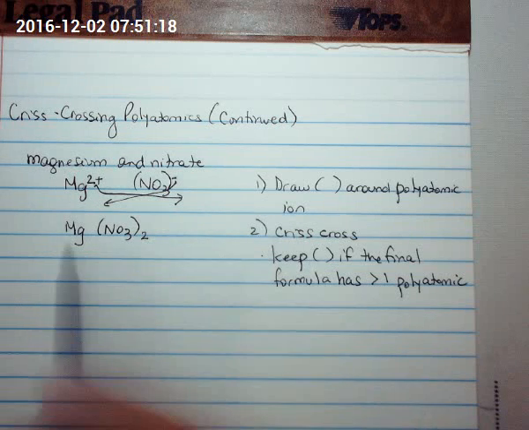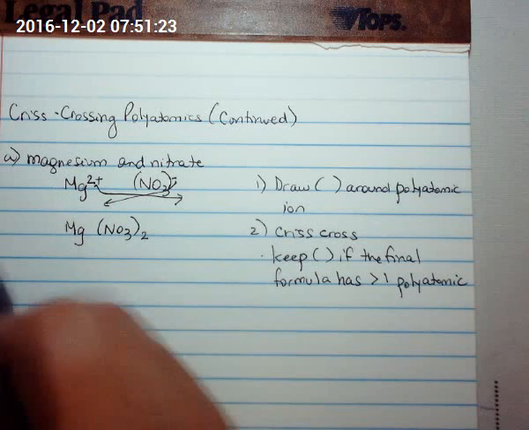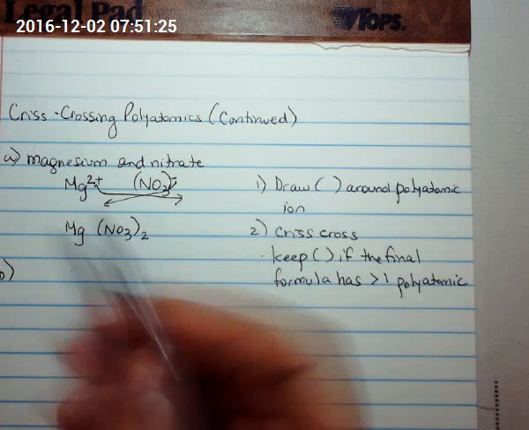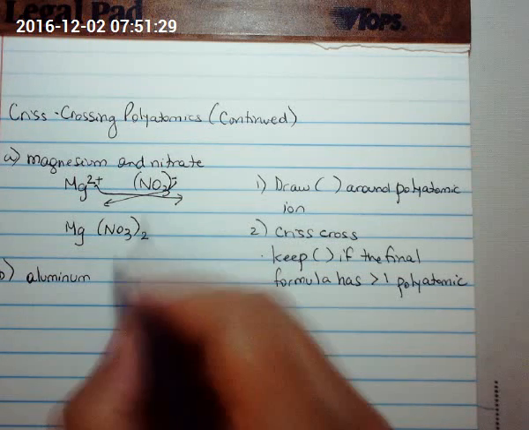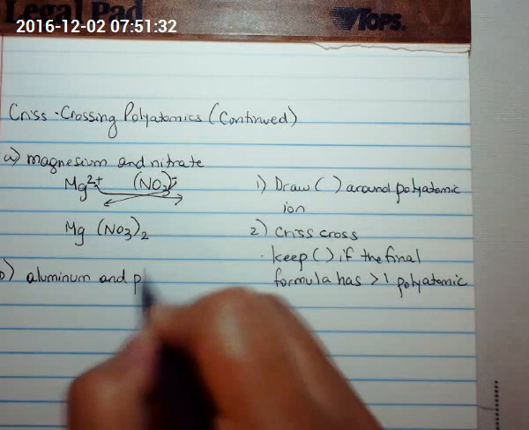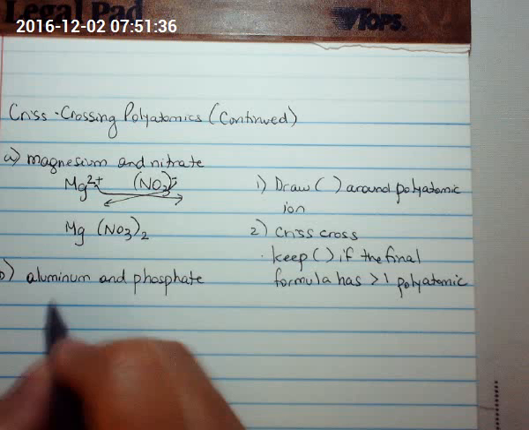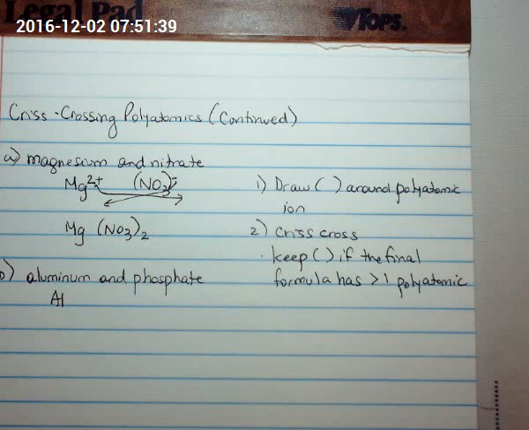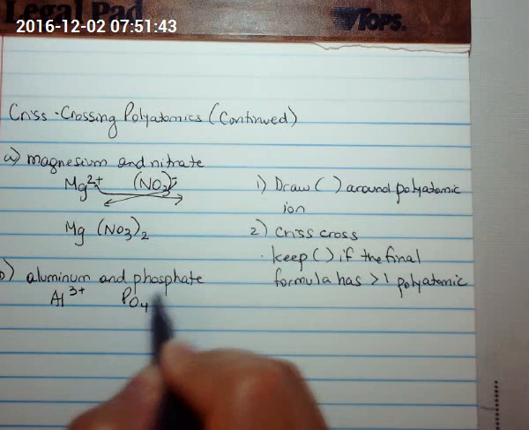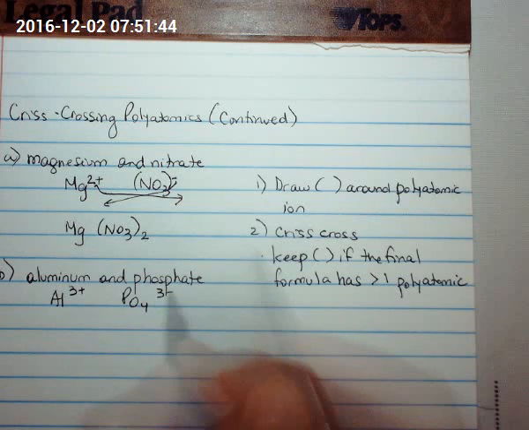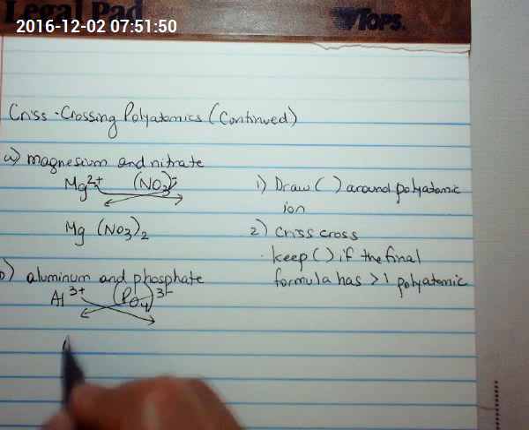Okay. All right, now, this was example A. Let's do another one. What if we had something like aluminum and phosphate? I think that was one of the final examples that we were doing, but I rushed through it. So you would write aluminum with its charge, which is 3+, and phosphate with its charge, which is 3-. Again, we draw the phosphate in parentheses. We crisscross, right?